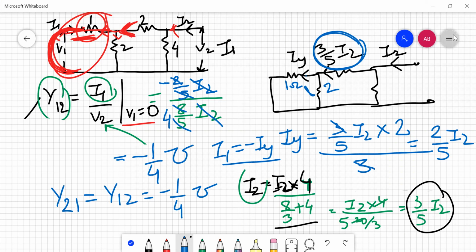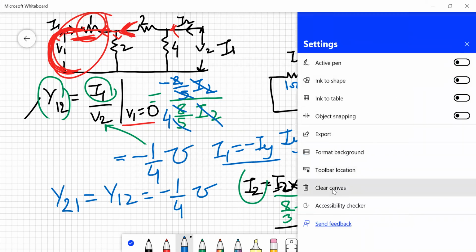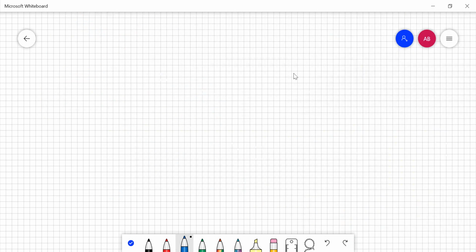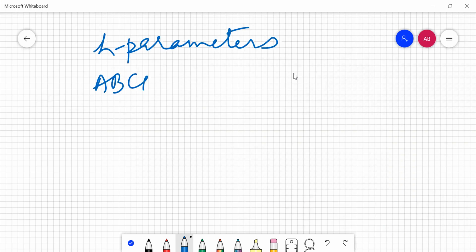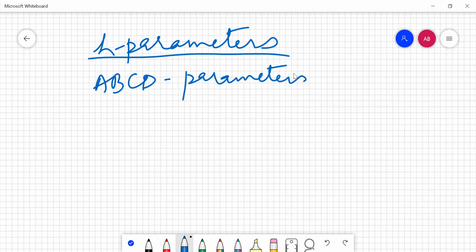So in our next lecture, we are going to cover your h parameters as well as your transmission parameters, that are also called your ABCD parameters. So the next lecture will be the combination of these two parameters, and the same numerical we are going to solve for your h parameters as well. So that's all for now.